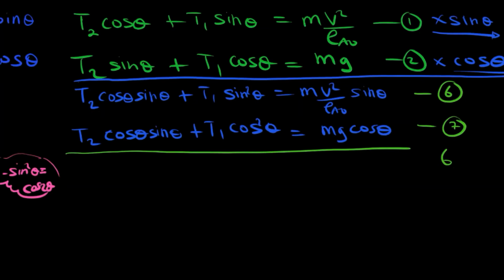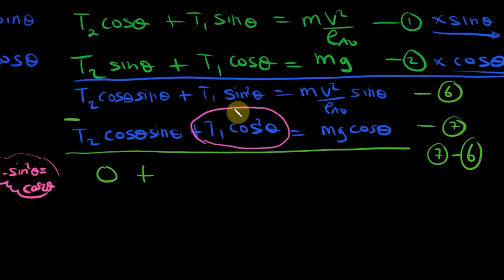No, let's subtract 6 from 7 instead. 6 from 7. So 7 minus 6. Okay, so T2 minus T2, this will be 0, plus this one minus that one. So that will be cos squared theta minus sine squared theta.